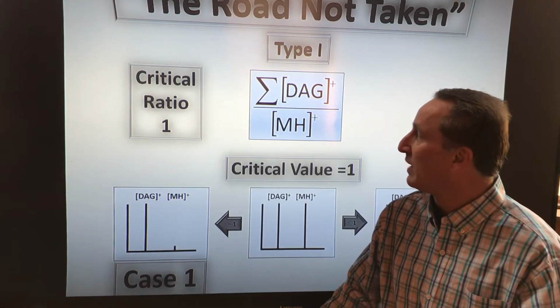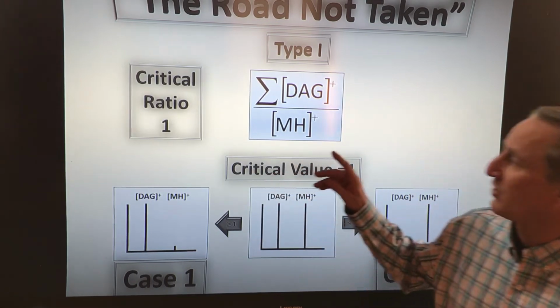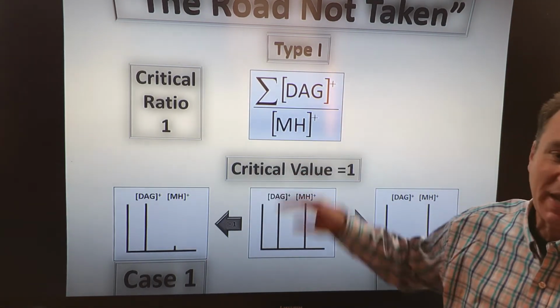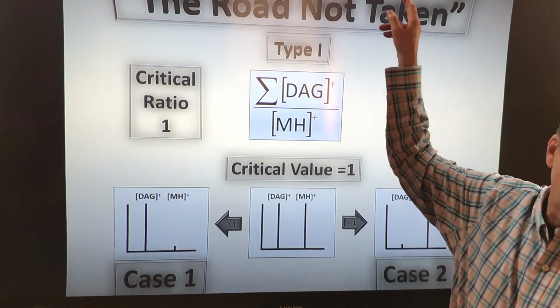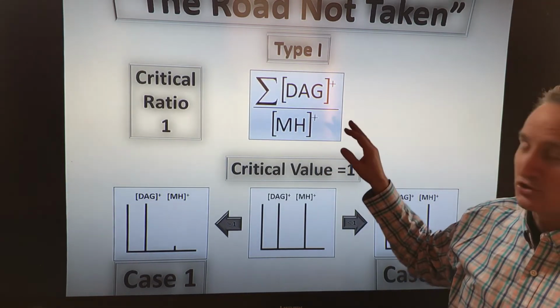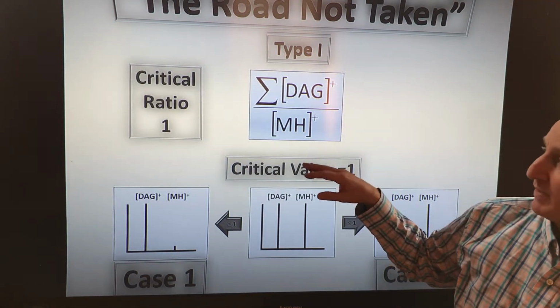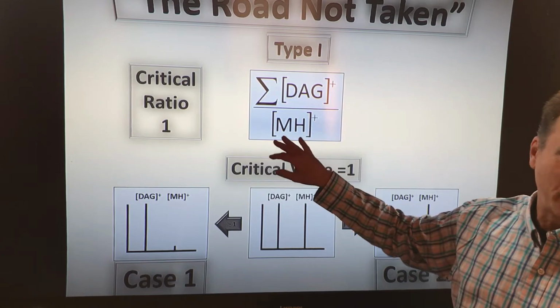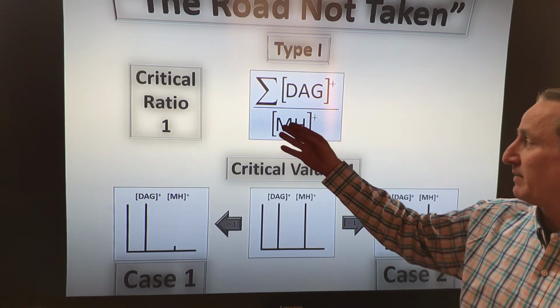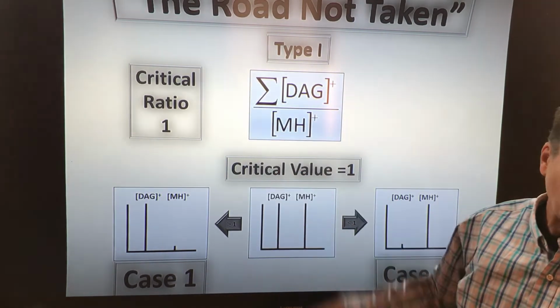So I told you that I used the MH over the sum of the DAG ratio. The road not taken is the one I didn't choose, which is the other possible ratio I could have used, the sum of the DAGs over the protonated molecule. I didn't choose that because this could go to 0.